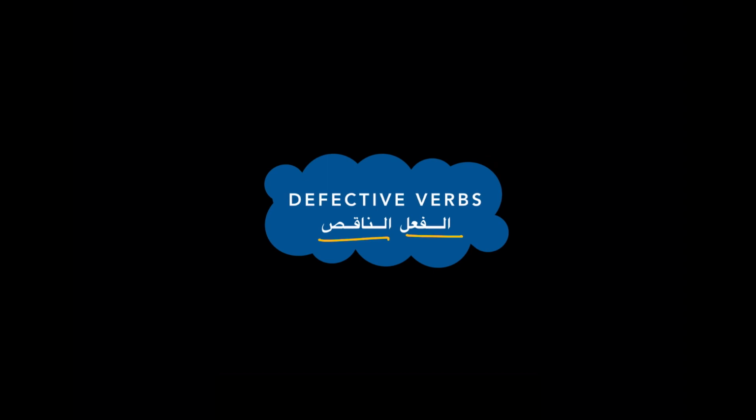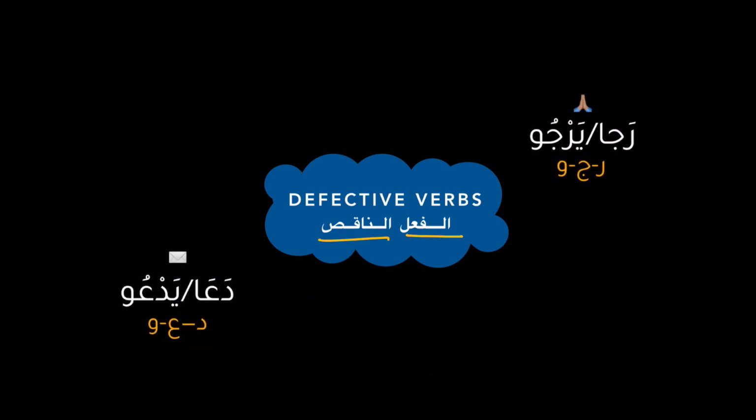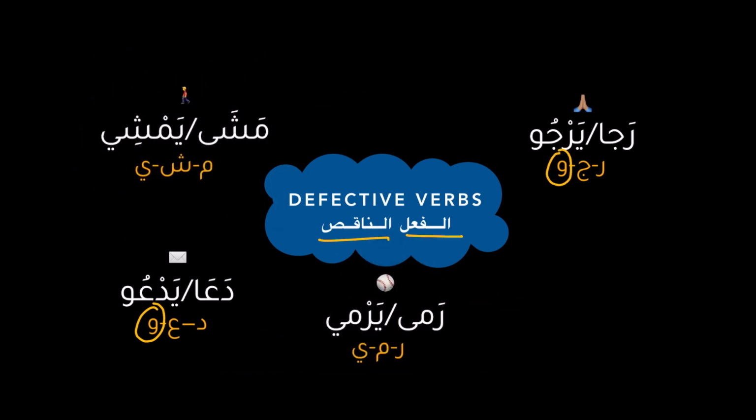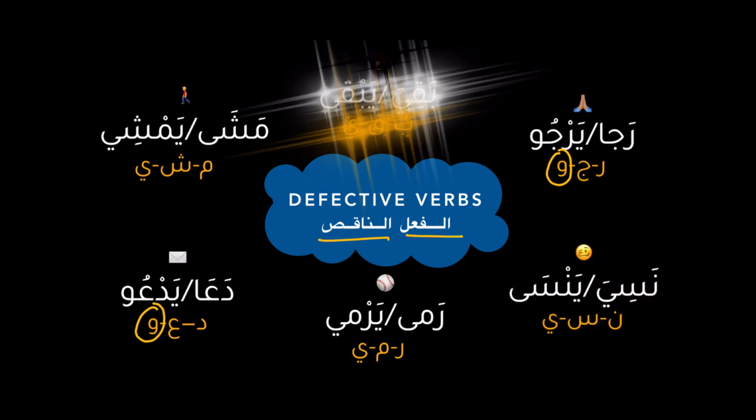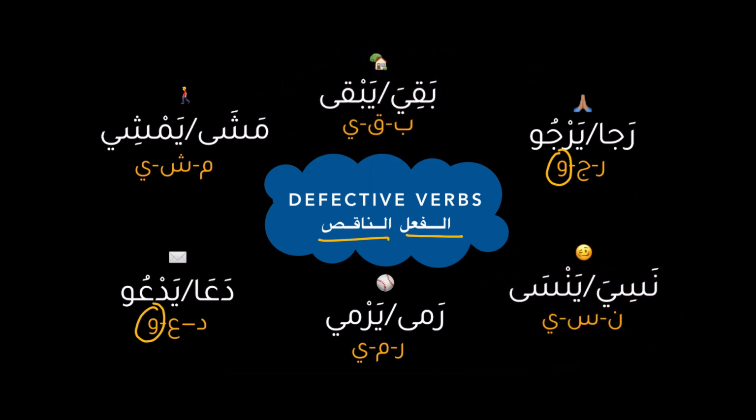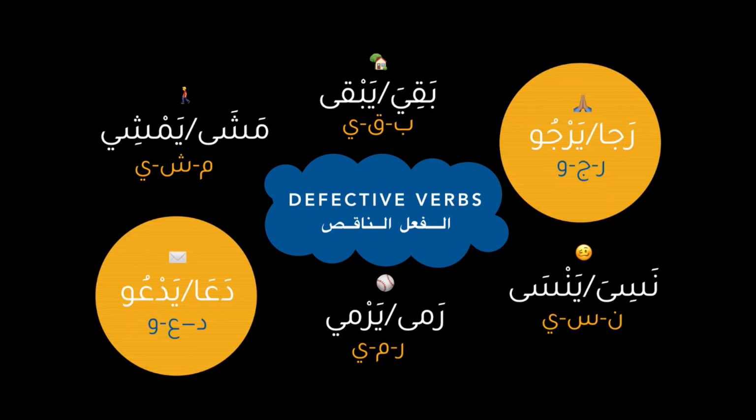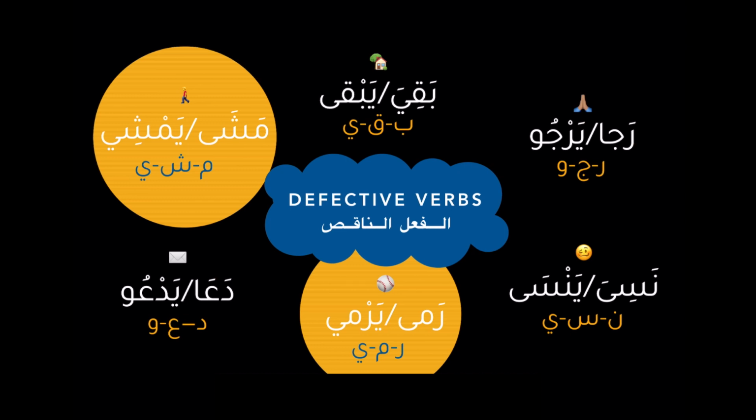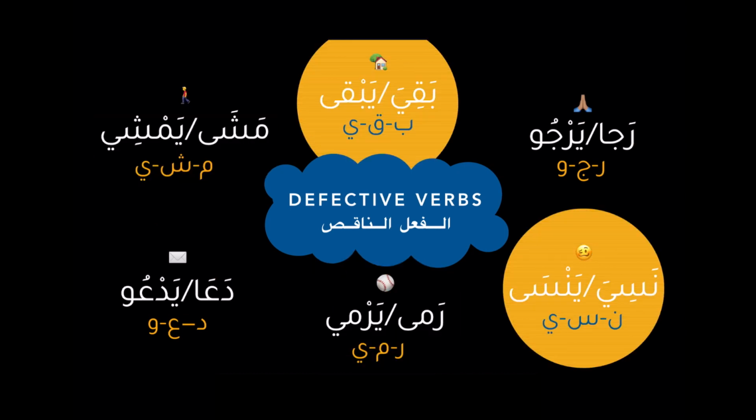And these are verbs like رجا يرجو, دعا يدعو. Notice these have a waaw in the final radical. رمى يرمي, مشى يمشي, نسي ينسى, بقي يبقى. Defective verbs can be grouped into three general categories: verbs that end in a waaw, verbs that end in a ya, and lastly, verbs that are schizophrenic.